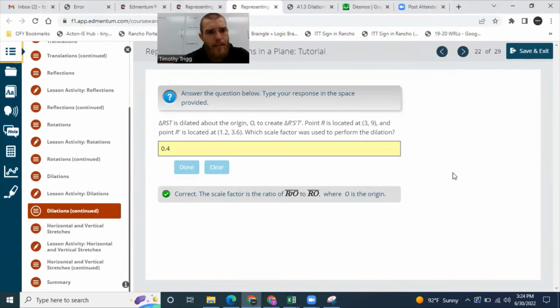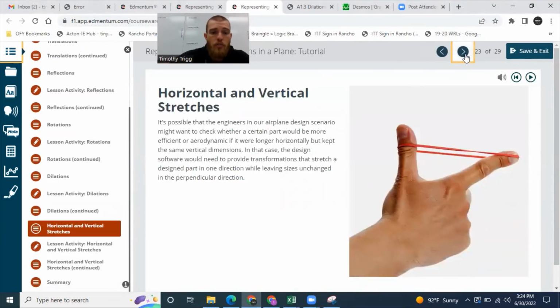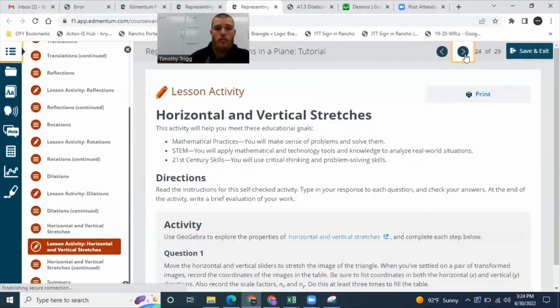Okay. Hope that made sense. Let's go ahead and move along. Horizontal and vertical stretches.